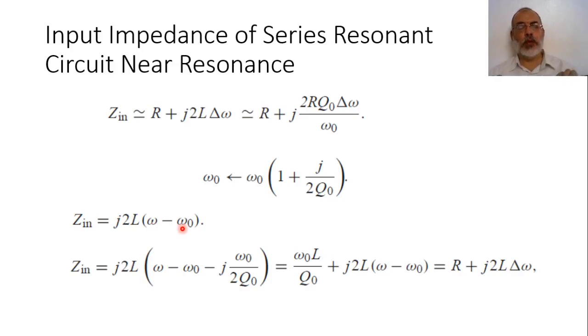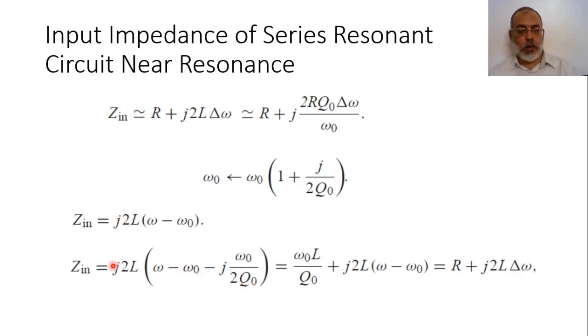This means that if I use complex frequency instead of real frequency, the input impedance would be completely presented in terms of the inductive part. There is no need for the real part, because the real part has been included directly in the complex frequency. Let us see that. Here, we replace omega naught by omega naught multiplied by 1 plus J over 2 Q naught. So this value would be replaced by the corresponding complex value, omega naught minus J omega naught over 2 Q naught.